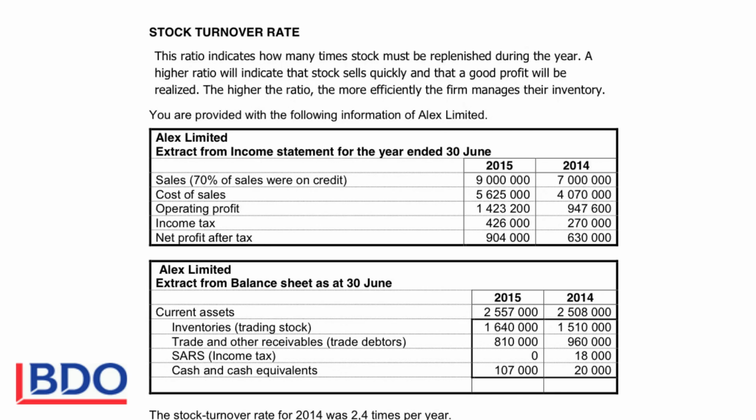You are provided with information from Alex Limited, and we have to work out what is the stock turnover rate. So to calculate the stock turnover rate, we need cost of sales and we need the average trading stock. So we will have to look at the cost of sales and we will have to look at inventory. Then they tell us that the stock turnover rate for 2014 was 2.4 times per year. So we don't have to calculate it for 2014.